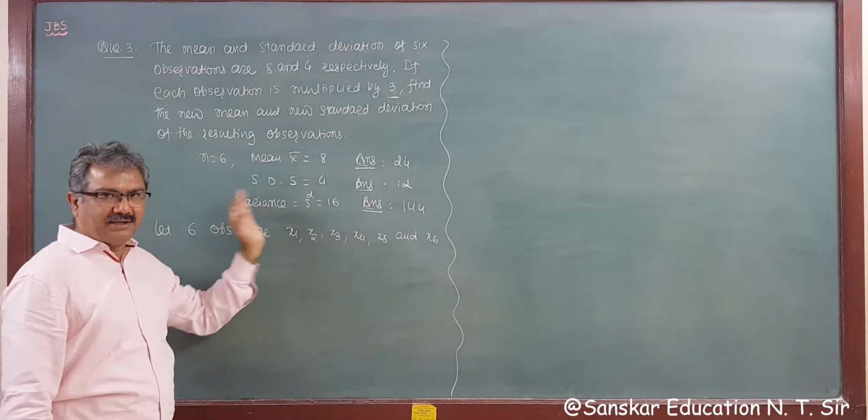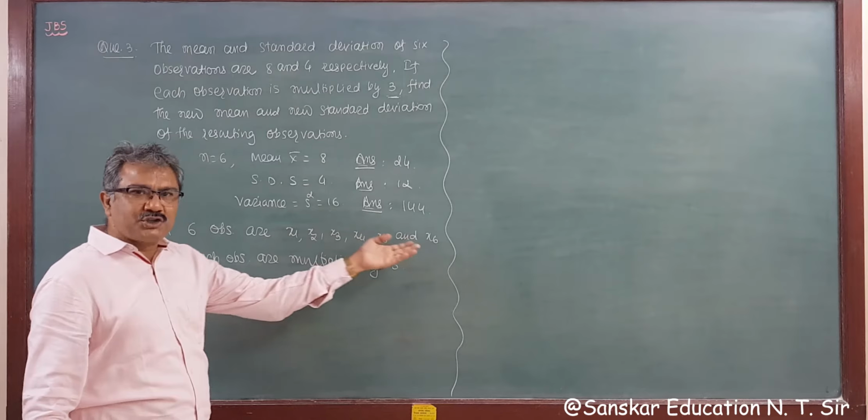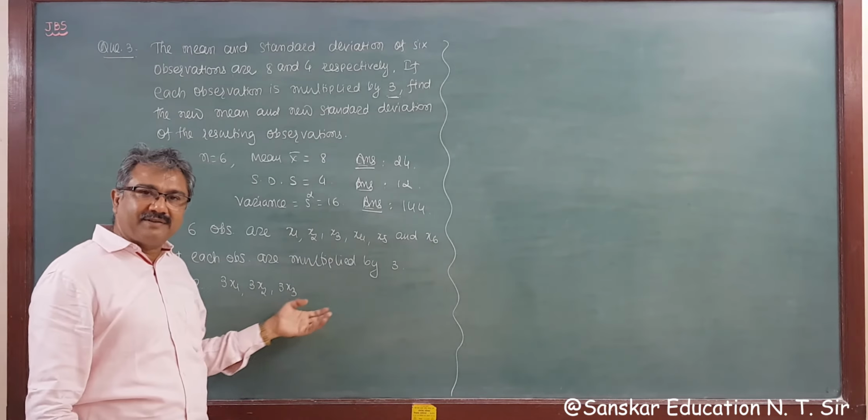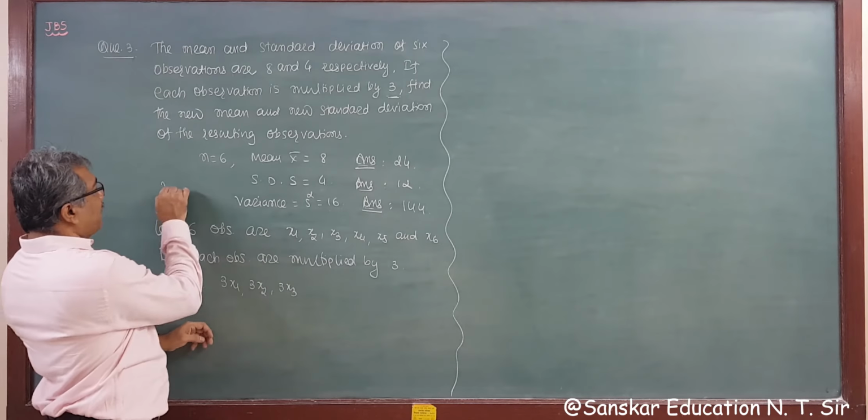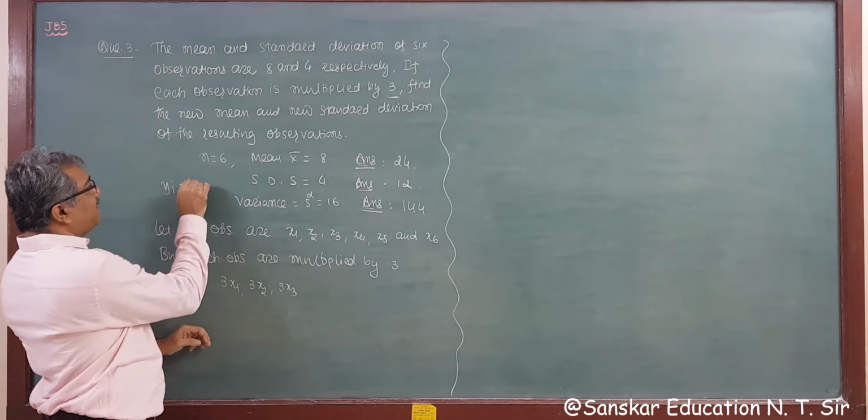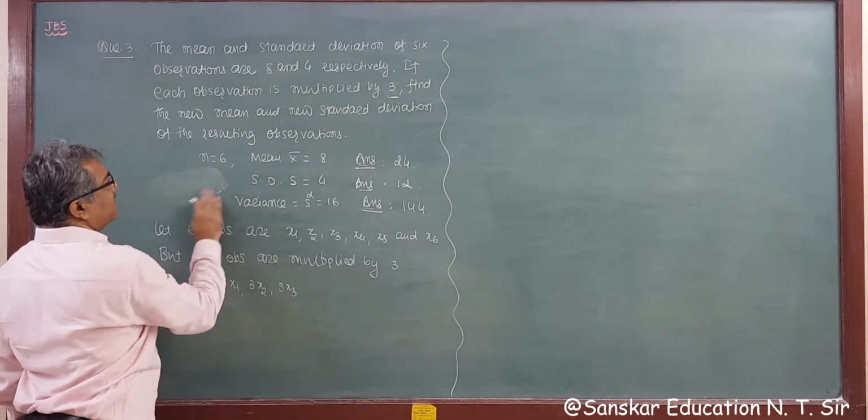So they become 3x1, 3x2, 3x3. These are a small number of observations, that's why we are writing them out. Otherwise, we would write yi is equal to 3 times xi. That is also okay. But these are only 6 observations, and you can write 6 observations, so we are writing this way. Now there is no need of this here.